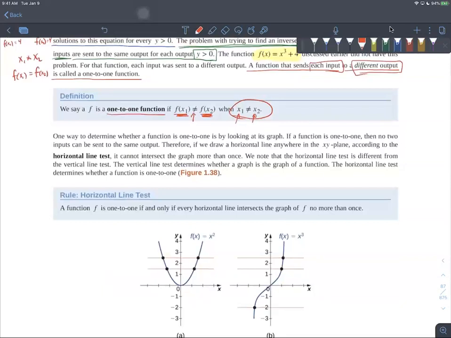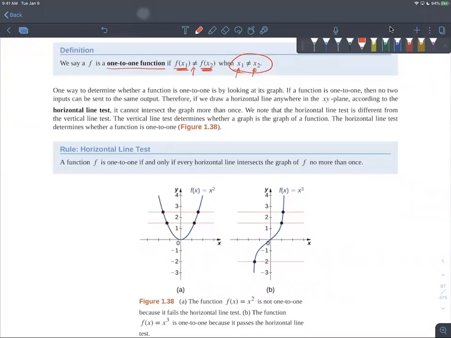We note that the horizontal line test is different from the vertical line test. The vertical line test determines whether a graph is the graph of a function or not, and the horizontal line test determines whether a function is one-to-one. So the vertical line test is to determine, first of all, is it even a function? And then once you know it's a function, the horizontal line test is used to determine whether or not it's one-to-one. So here's our rule. The horizontal line test: a function f is one-to-one if and only if every horizontal line intersects the graph of f no more than once. Okay, so not one-to-one, one-to-one.